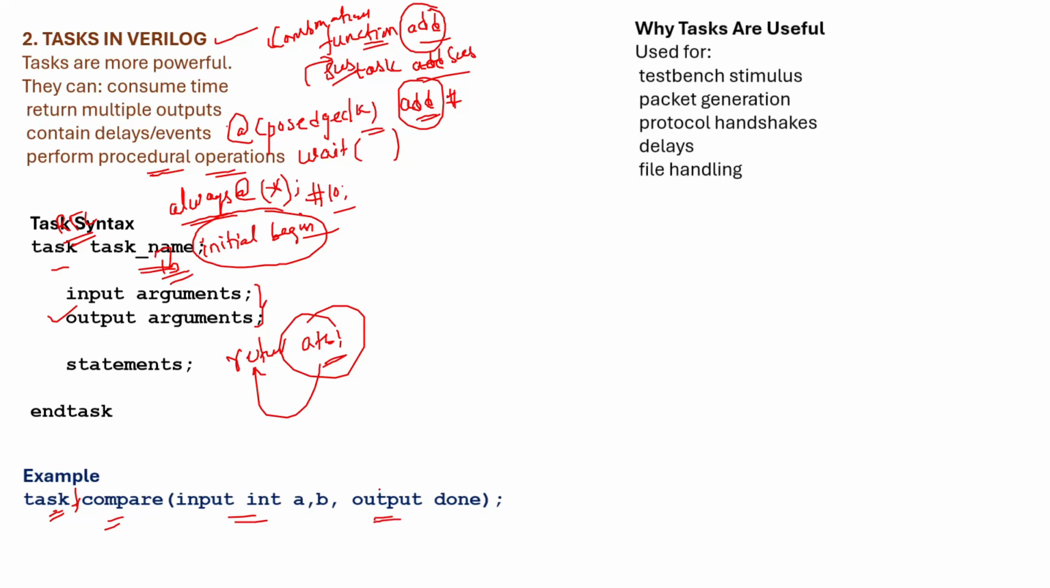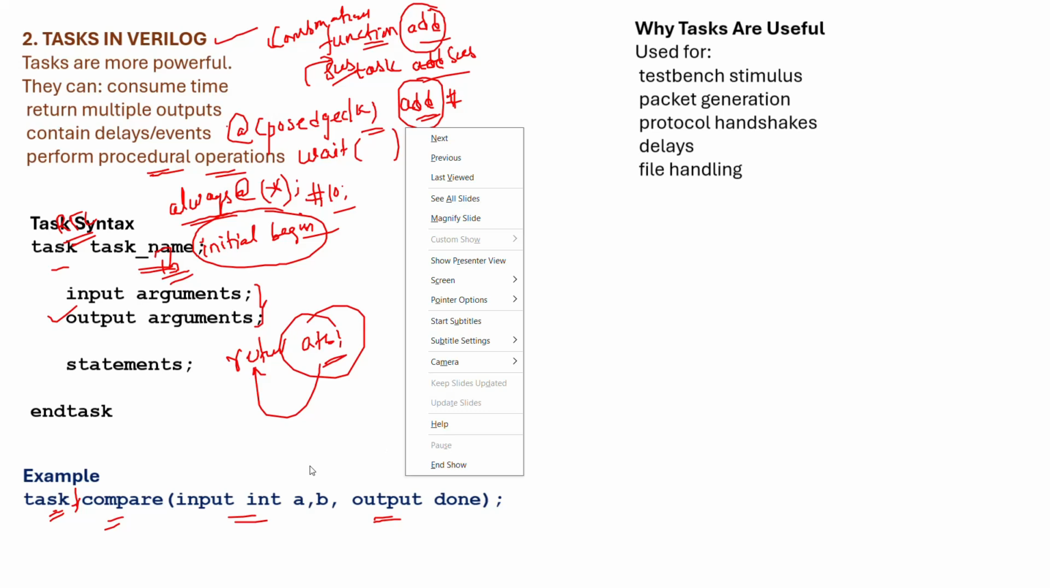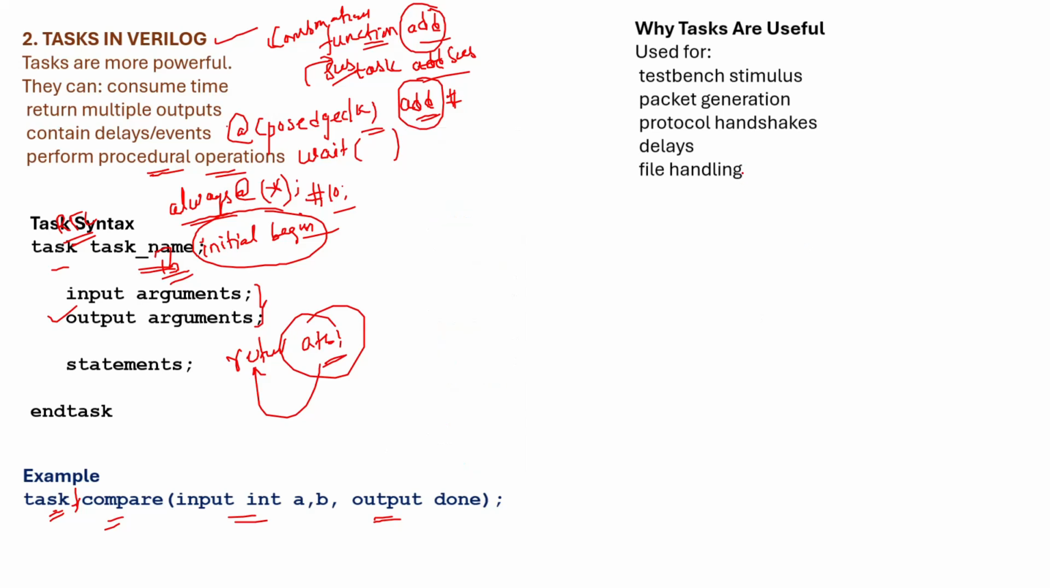See, most of the tasks are used in test bench. Okay, so test bench purpose we are using that, and then some file handling also we are using this task. Okay, and most of the protocols having delays. Okay, protocol handshakes and then delays and then packet generation, all these things. Okay, and then TB stimulus. These are the useful conditions of tasks.